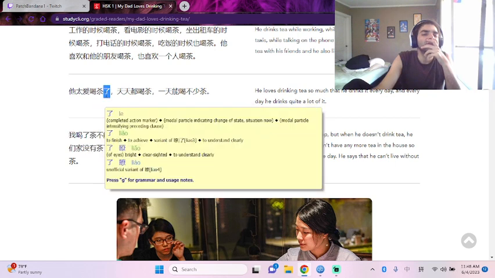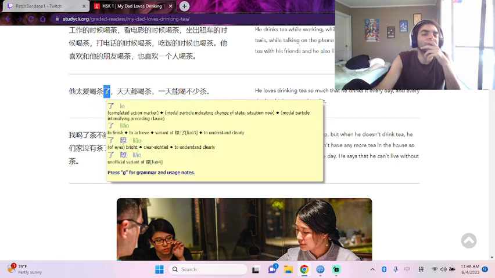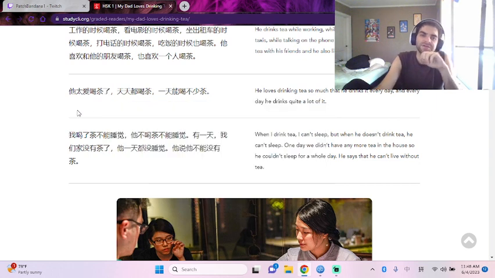Likes drinking tea. Le, completed action marker. Modal particle indicating change of state, situation now. Modal particle intensifying preceding clause. Oof. That's a little beyond my scope, man. Tian tian, every day.